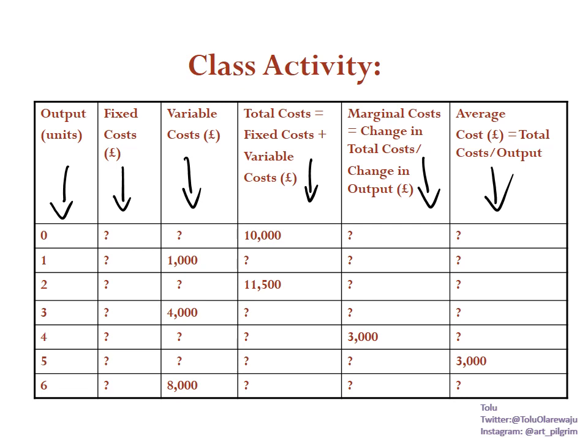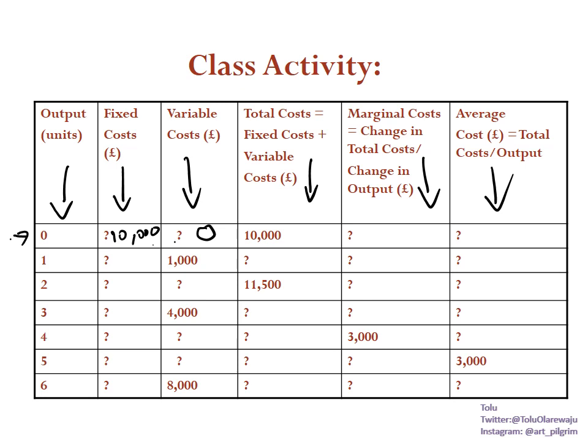So in our first row here, output is 0. What's our fixed cost? We know our variable cost when output is 0 is going to be 0, ladies and gentlemen. So here we're going to have 10,000, right? Because to get our total cost, all we need to do is add our fixed cost and variable cost together. When variable cost is 0, we know our total cost is going to be 10,000. Okay, so we're good.